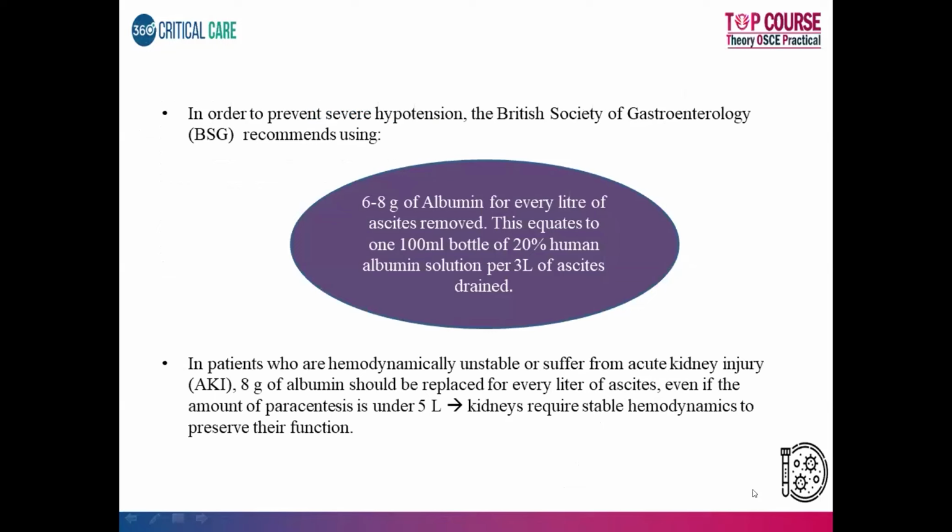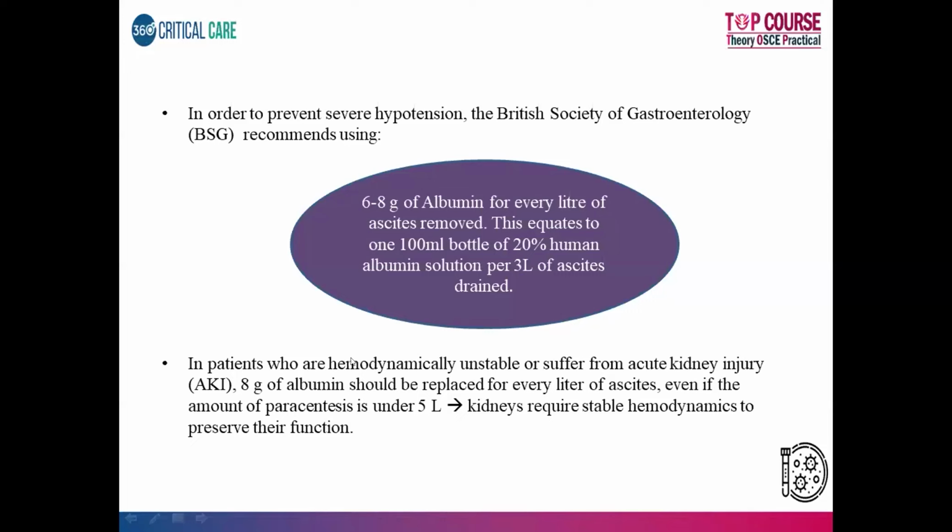paracentesis induced circulatory dysfunction, the British Society of Gastroenterology has recommended the use of albumin. So what is the dose of albumin for this? It is 6 to 8 gram for every liter of ascites removed. This equates to around a 100 ml bottle of 20% human albumin for every 3 liters of ascites that is drained. So roughly if you want to remove around 5 liters, you require 2 bottles of 20% human albumin.